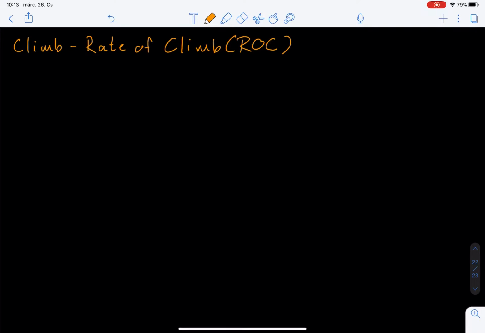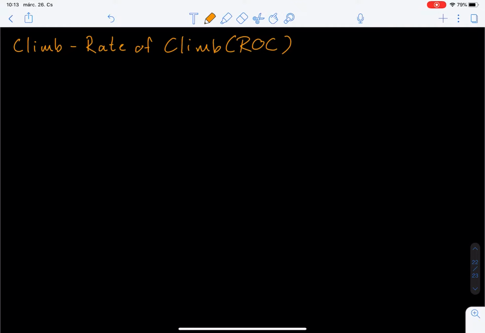Hi everyone, in today's video we're going to continue with the climb section of the general performance theory. In the previous videos we have talked about the angle of climb, what affects it, and basically that was the first very important parameter which describes the climb of the aircraft. And now the second one is the so-called rate of climb.